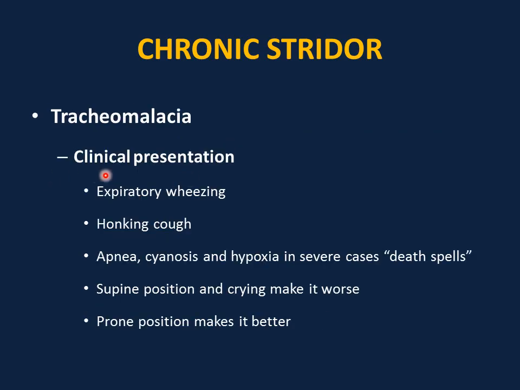Clinical presentation of tracheomalacia: expiratory wheezing, honking cough, apnea, cyanosis, and hypoxia in severe cases. Supine position and crying make it worse, and prone position makes it better. So supine makes it worse, and prone position makes it better, similar to laryngomalacia.